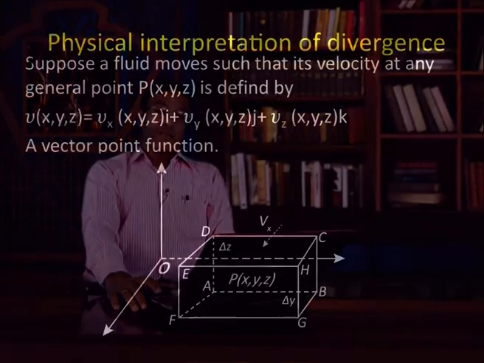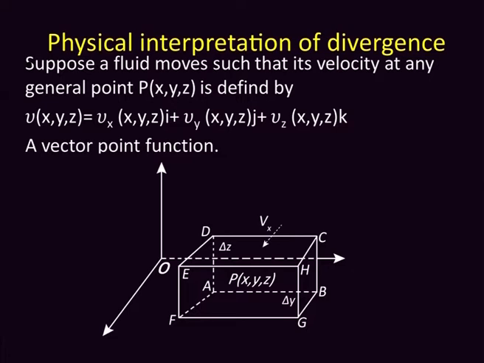Now, I will explain the physical interpretation of the divergence. Suppose a fluid moves such that its velocity at any general point P(x,y,z) is defined by V(x,y,z) = Vx(x,y,z) i + Vy(x,y,z) j + Vz(x,y,z) k, that is, in the direction of x it is Vx, in the direction of y it is Vy, and in the direction of z it is Vz. A vector point function is defined in the following figure.